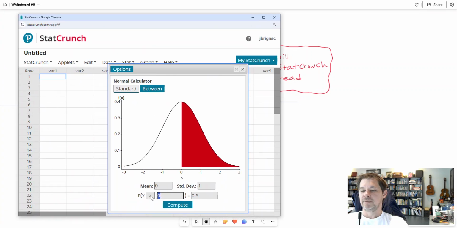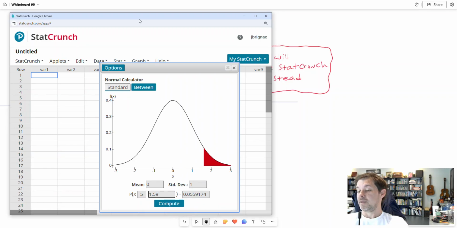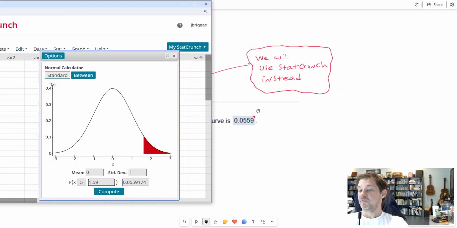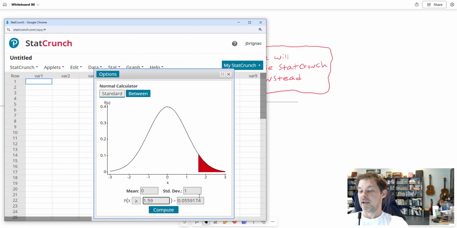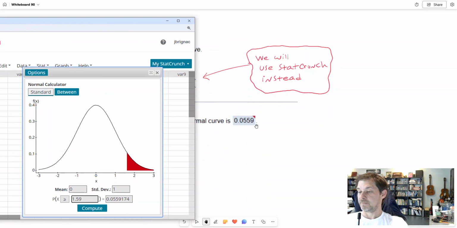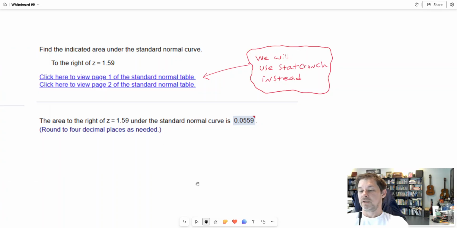All I have to do is type in right there 1.59, and then it draws me a picture. There's the area to the right of 1.59, which is right there. That area is 0.0559174. If you take that number and you round it to 4 decimal places, according to these instructions, look, it says round to 4 decimal places. If I take that right there, round it to 4 decimal places, I'll get what you see here, 0.0559. Okay, so this is the most direct, basic thing that we do with the normal distribution, is find areas on it, left or right from certain numbers. Okay, so we'll start there.